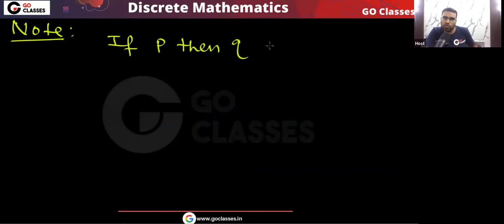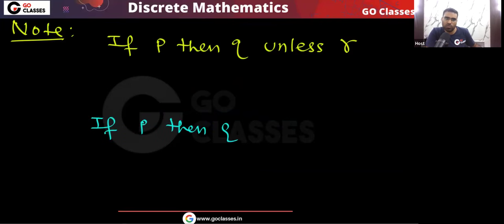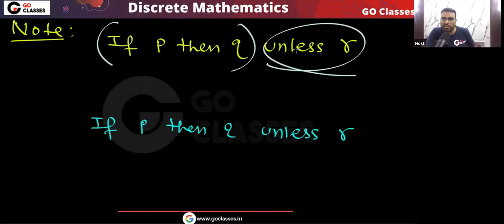Okay. Now one thing I want to tell you. See, there is a coincidence. Notice this. Okay, see this. If I give you this statement, if P, then Q, unless R. Now notice what will happen. If P, then Q, unless R. Let me show you one coincidence. In this type of sentence, the correct thing is that this is one part, this is another part.